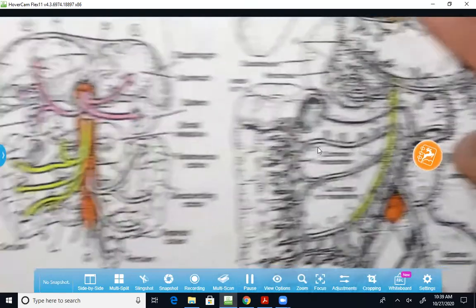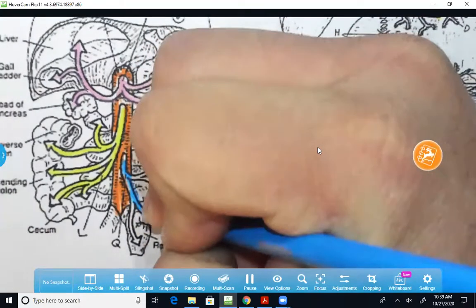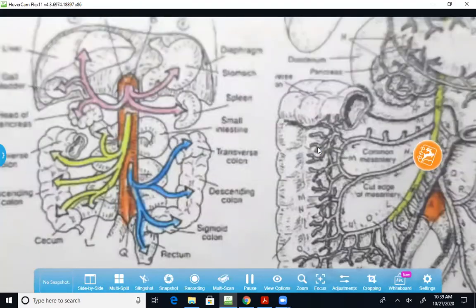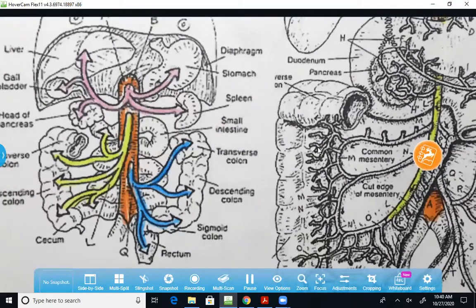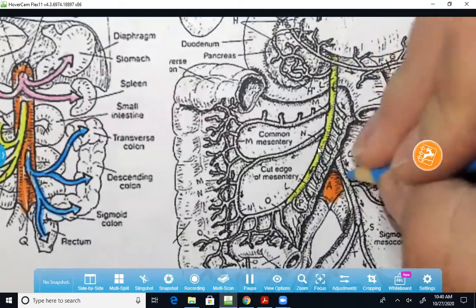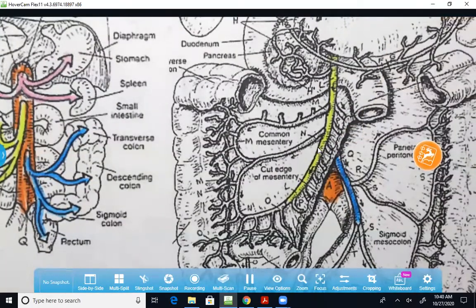And then our inferior mesenteric is inferior to the superior. Crazy how that works, right? And then it feeds more of the left side of our abdomen. So the descending colon, the sigmoid colon, all the way down to the rectum. And it is that one there.